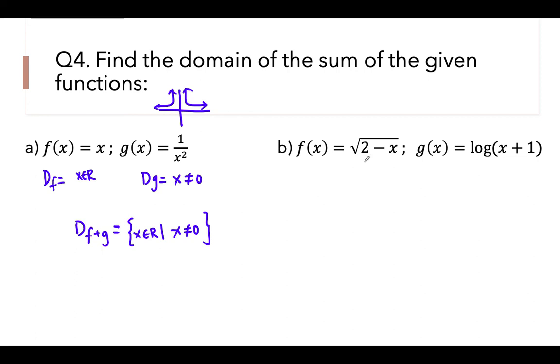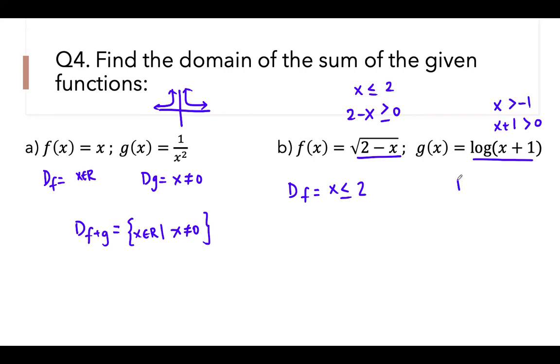Letter B, so we're given a square root function and a logarithmic function. So for the domain of f, we want to make sure that 2 minus x is greater than or equal to 0. So that means x is less than or equal to 2. So x has to be less than or equal to 2. For the logarithm, we want x plus 1 to be greater than 0, right? So x is greater than negative 1. So for function g, the restriction is x is greater than negative 1.